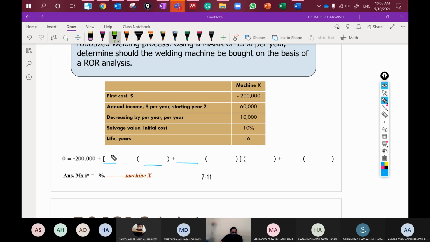Here, if you realize, we'll have the 60,000. And don't forget, this is a mistake. This should be minus. Here we will have 10,000. This is find P given G. And this is find P given F. And finally, we have the 20,000. Find P given F. What's important?